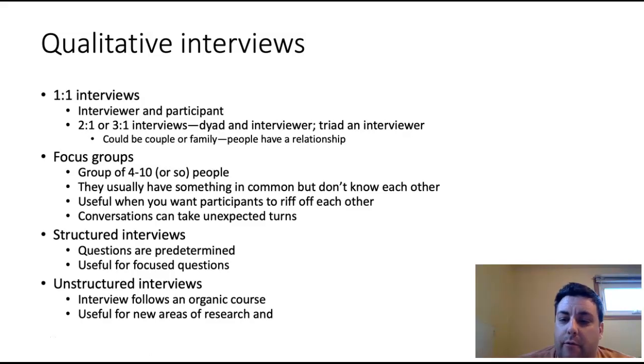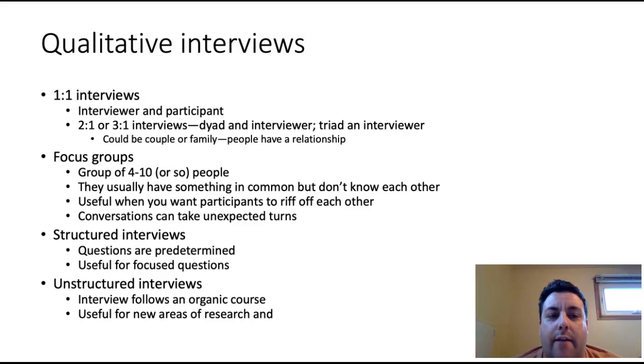The category of one-to-one interviews, we often lump 2-to-1 or 3-to-1 interviews, sometimes family interviews, that kind of thing in there. And the reason for that is that typically in a 1-to-1 interview or a 2-to-1 or a 3-to-1 interview, the group of people have some kind of pre-existing relationship. So it could be a couple, a dyad. It could be a family, could be a group of friends, right? A group of 2 or 3 friends. But the point is they have some kind of pre-existing relationship.